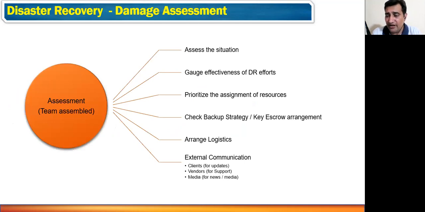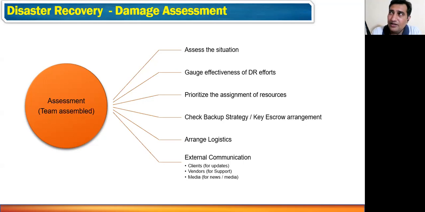So this person who responded to the server fire at that time estimated the impact, informed people, and then at the bare minimum started doing what he could. In the meantime, your actual disaster recovery team has now assembled. Now, this team will assess the situation. What is the damage? How big is the impact? And what kind of impact can it have on the business or on the reputation? Based on that, they will gauge the effectiveness of the DR effort put in by the first responder. They may prioritize the assignment of resources for a few things. They may also check the backup strategy and those kinds of things.